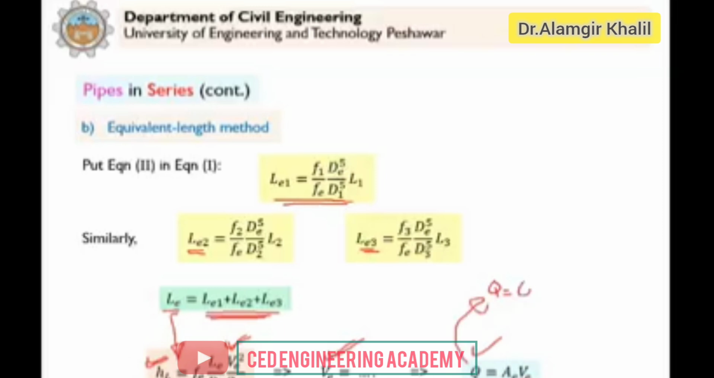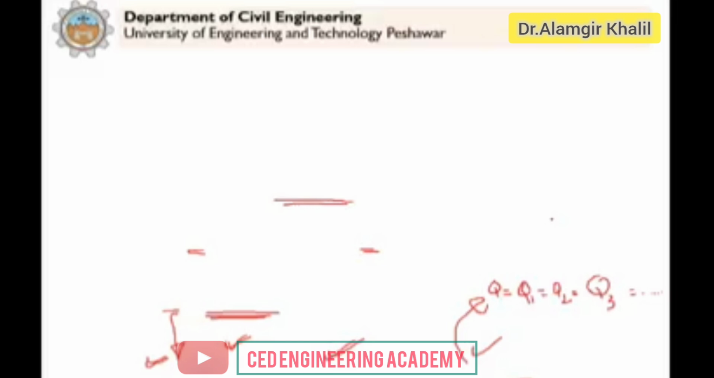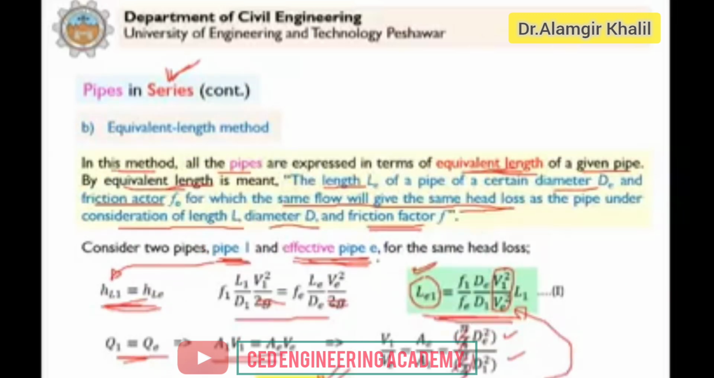This Q will be equal to Q1, equal to Q2, equal to Q3 if we have 3 pipes. If we have more than 3 pipes, then it will continue. So essentially in this method, we are expressing the length of all the pipes in terms of an effective pipe E. And this effective pipe E, when we solve a problem, can be one of the 3 pipes.